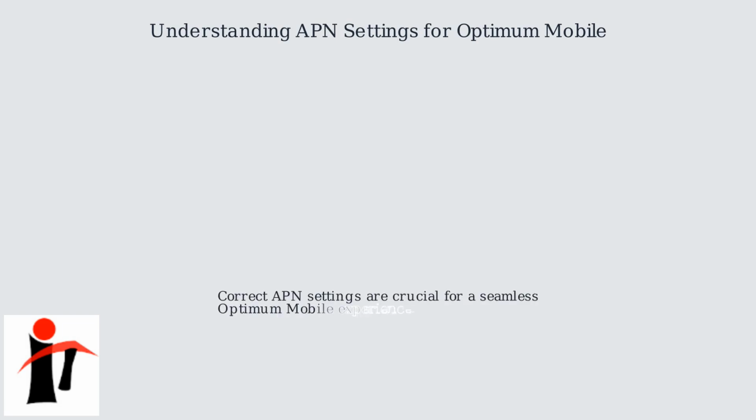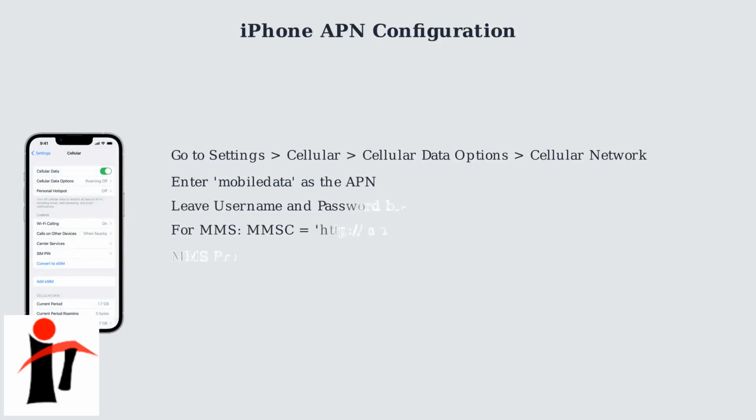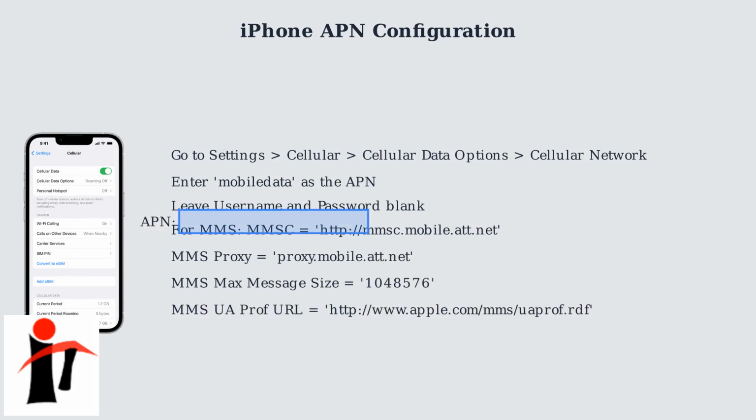Correct APN settings are crucial for a seamless Optimum Mobile experience. Let's configure your APN settings. On iPhone, go to Settings, Cellular, Cellular Data Options, Cellular Network. Enter mobile data as the APN. Leave username and password blank.